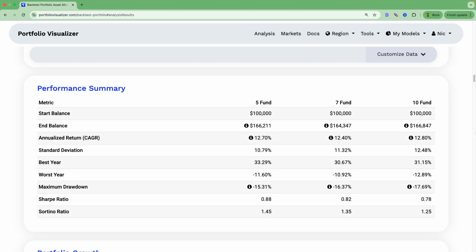Now this is a very short time horizon, so you may want to try testing out other ETFs with longer time horizons to really build a portfolio that you can be confident and comfortable holding. When in doubt, take a look at that Sharpe ratio.